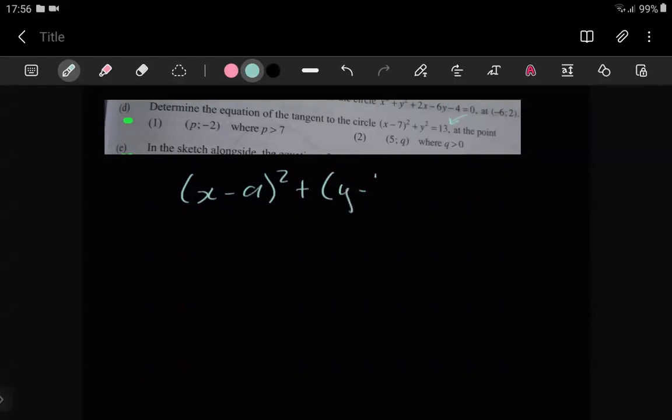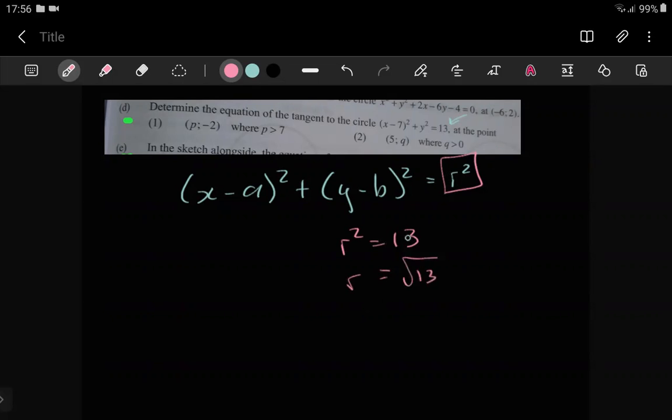This is the standard form, you see. So whatever this is, the 13. So r squared is equal to 13, meaning that r is actually the square root of 13. You see, that's the radius. And what else have they given us just from giving us the equation of the circle?